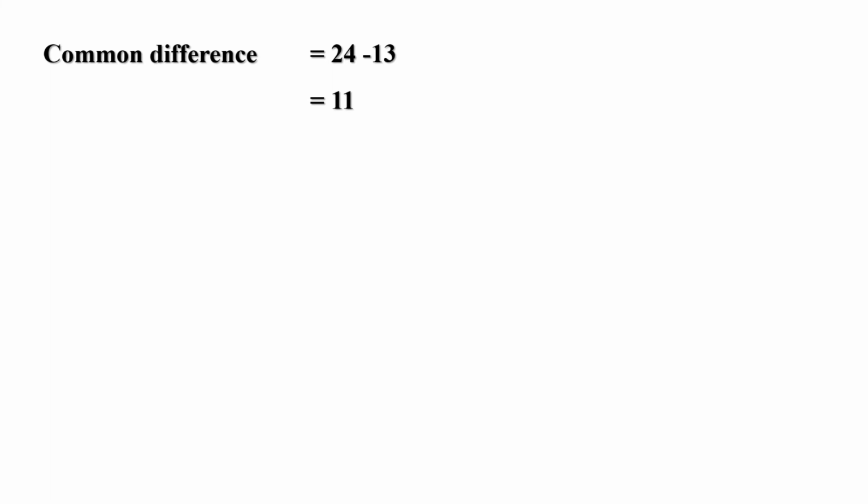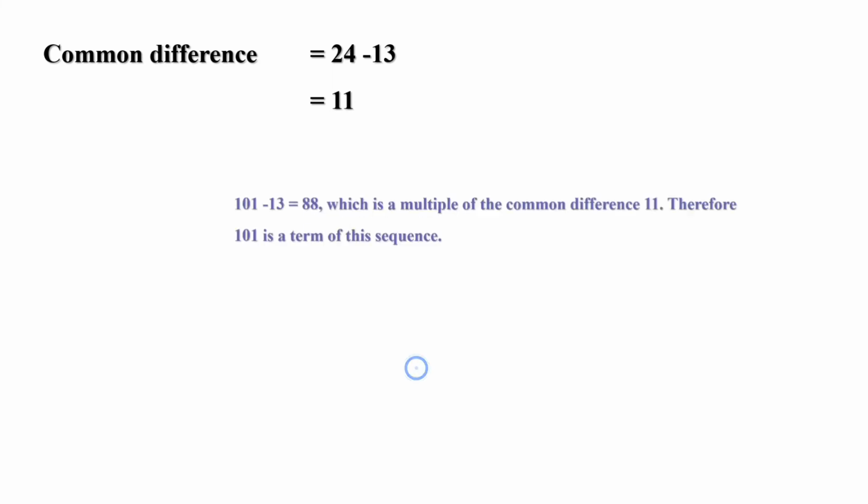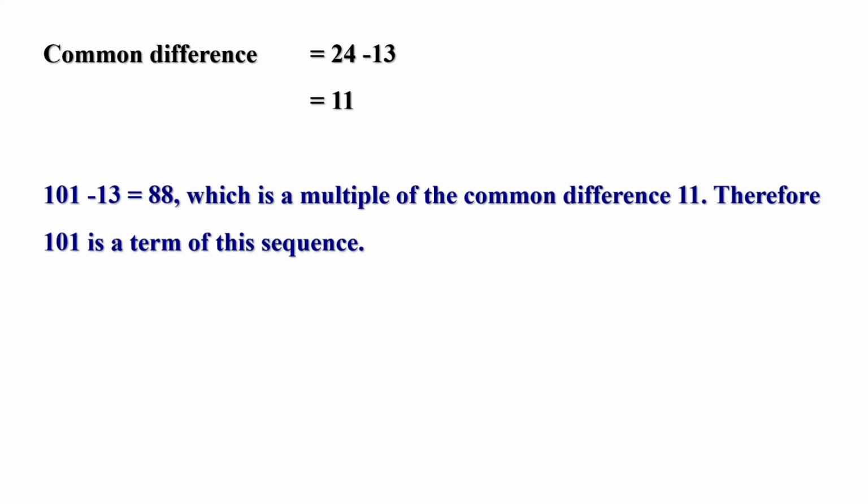Now let us check whether 101 is a term of this sequence or not. Let us subtract the first term 13 from 101. What is 101 minus 13? It is 88, which is a multiple of the common difference 11. Therefore 101 is a term of this sequence.